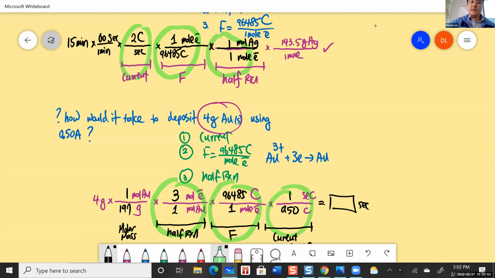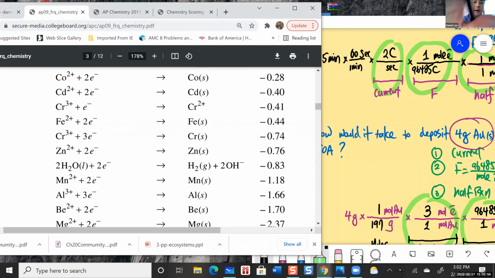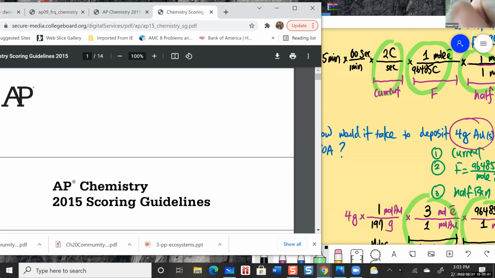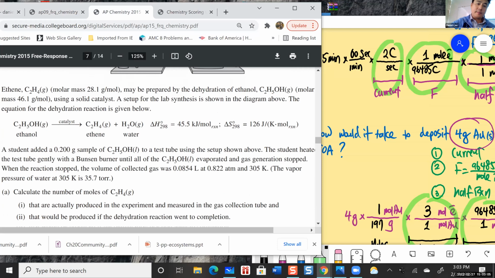There are some other things that you may need to know, so we'll see when they come up. That was question number 1. Again, we're not going to finish the test, but let's look at question number 2.